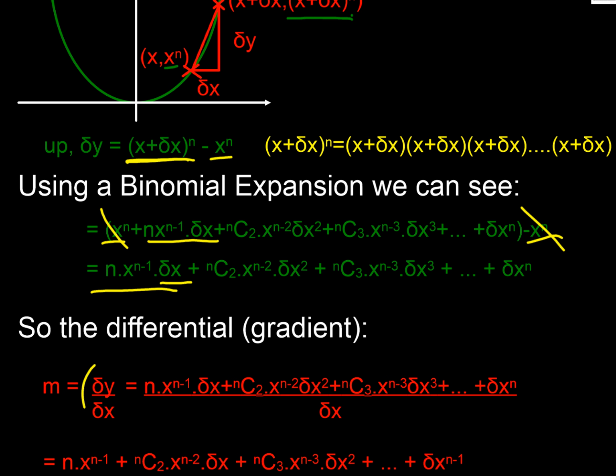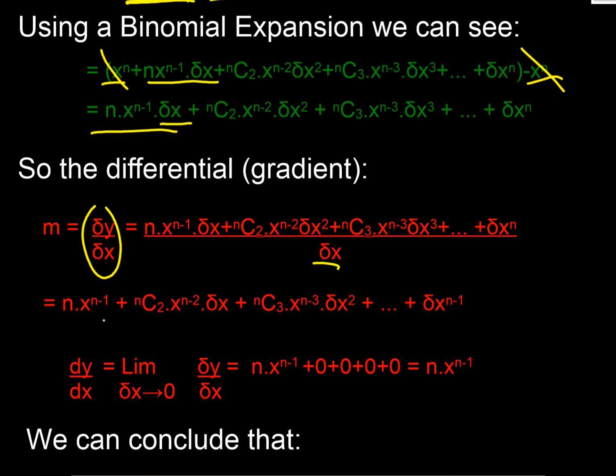Then we find our gradient here, dy by dx. We've got the terms we just had divided by delta x. So we find again that we get our first term, here it is, n times x to the n minus 1, and that's not a function of delta x, is it? All the other terms are functions of delta x in our binomial expansion, and therefore when we find the differential, which is the limit as delta x tends to 0 of what we had above, we find that we've got this term here and all the other terms go to 0 again, don't they?